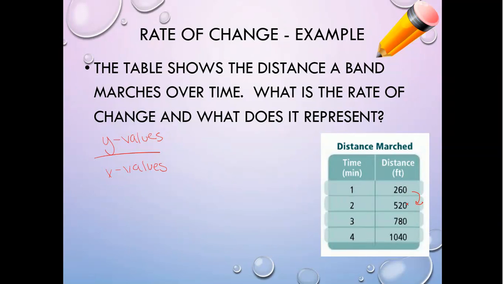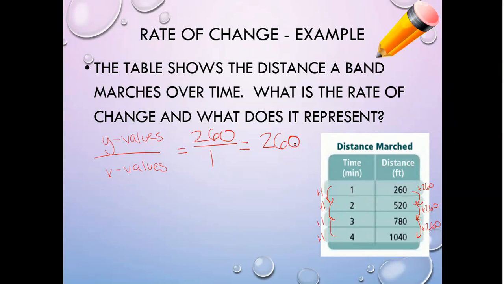So how did 260 and 520 become that? Well, that is a change of 260, right? I added 260. Same here, I added 260. So it goes up by a constant amount, so we know that this is a linear equation. So my change in y values is 260. On this one, I have to find the change in my x values, which is just going up by 1 each time. So I get 260 over 1, because that's the change in my x values. So my rate of change is 260.